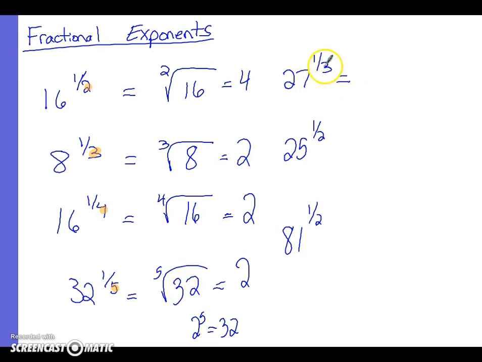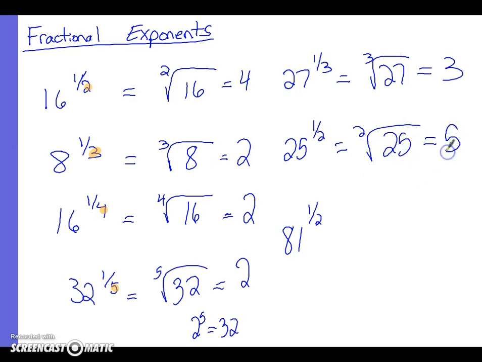All right, again, the denominator is 3, so that's referring to a cube root of 27. What's the cube root of 27? Well, that's 3. The denominator is a 2, so we're talking about a square root of 25. So that's 5. So 25 to the 1/2 power is the same thing as 5. Then 81 to the 1/2 power. Notice the denominator of that exponent is a 2, so that's the square root of 81. The square root of 81 is 9. And again, you can check each one of these on a calculator.